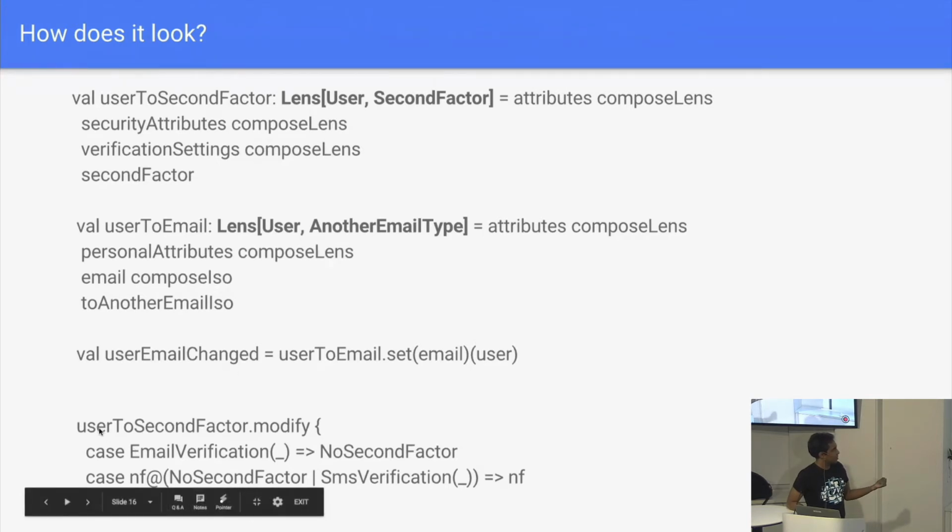Using my lens from user to second factor, I can call modify, get the current user's second factor, pattern match on it, and return a modified version. The result of this is a user with whatever we've set here on it.